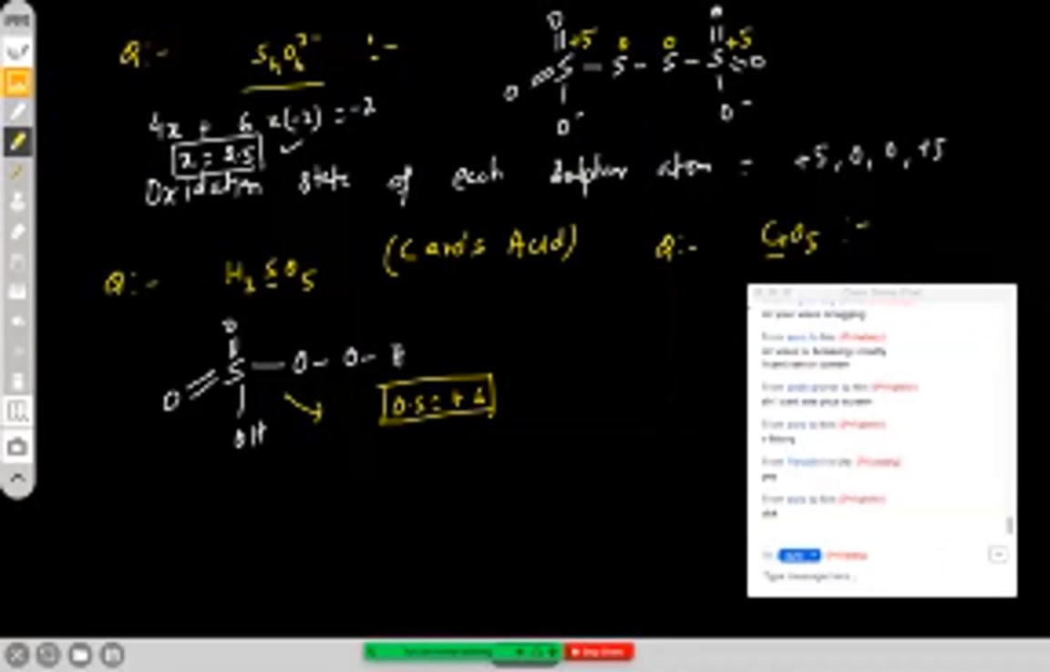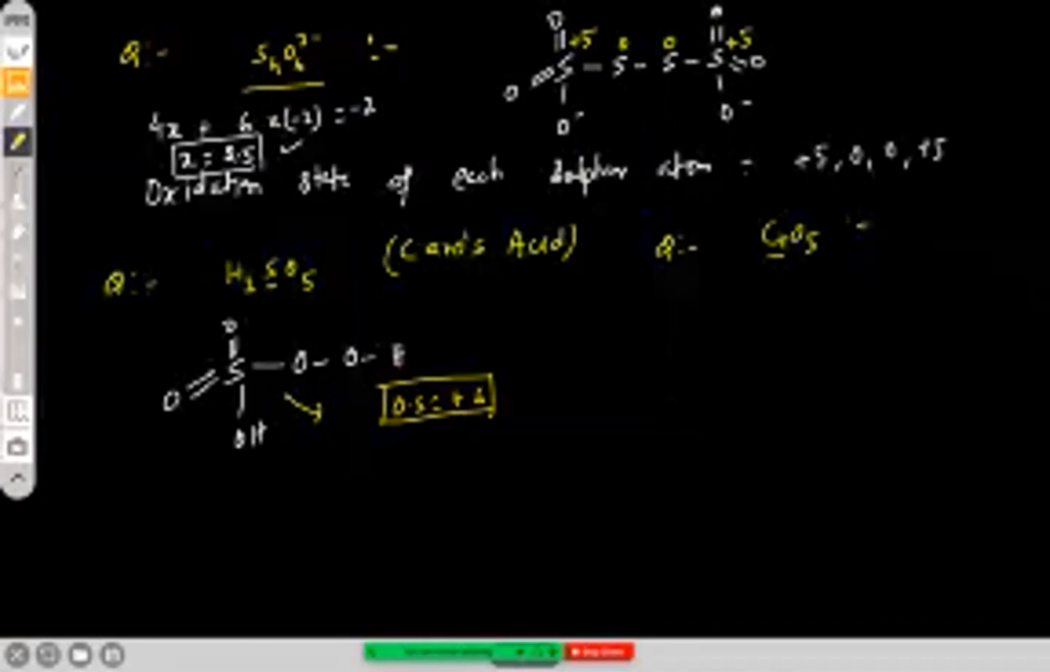Right, so H2SO5 is Caro's acid. Okay, it's important. The name is also important, you must take care of it. CrO5 has a very beautiful structure, and that structure we call the butterfly structure.